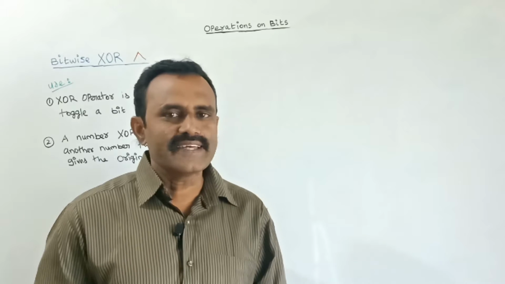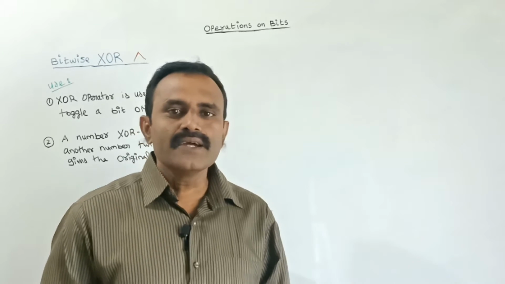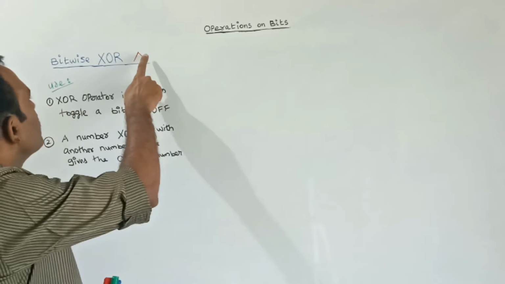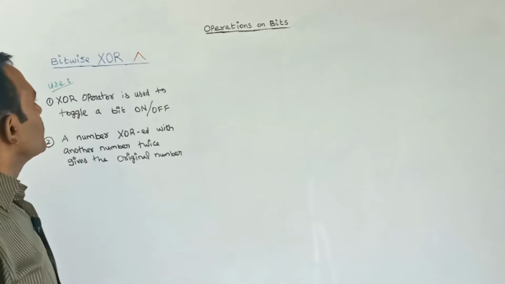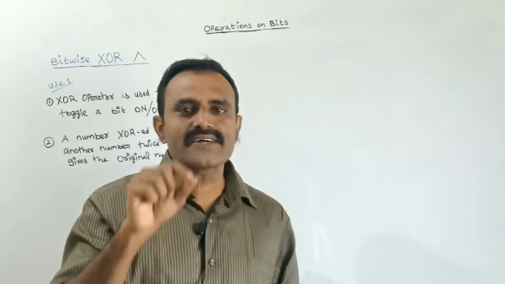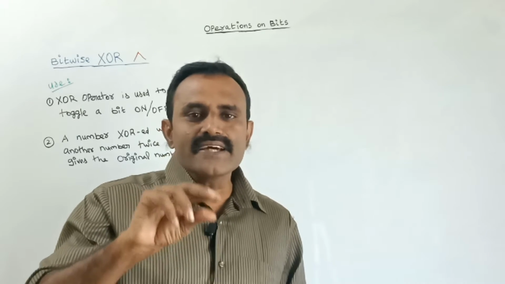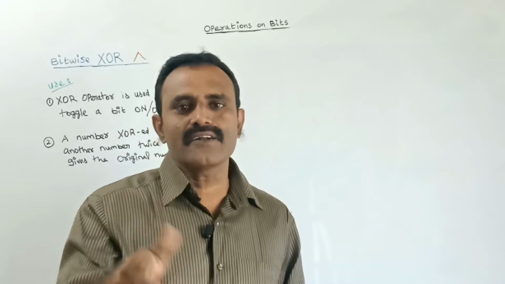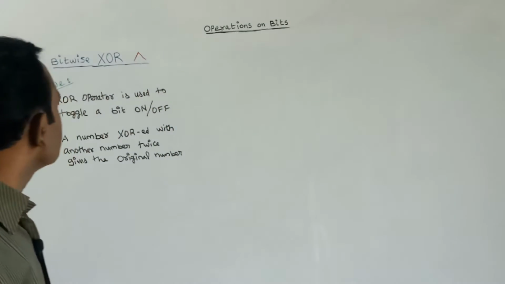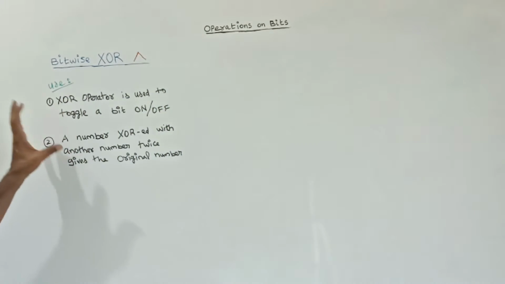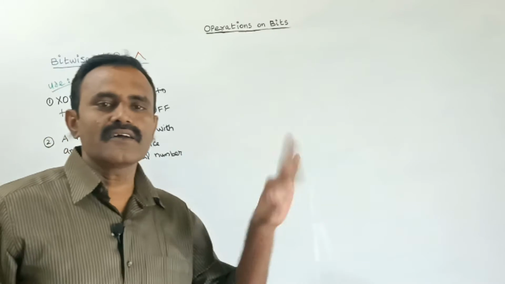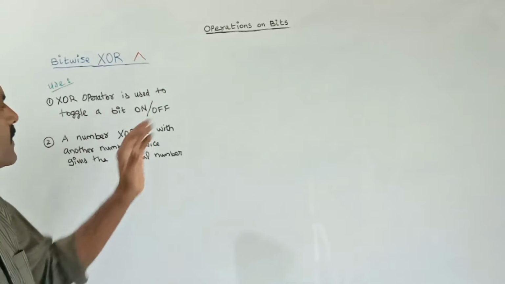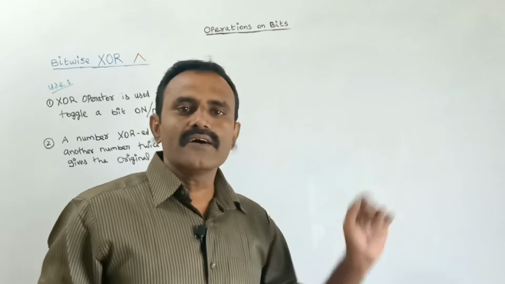Hi guys, now we are going to see the topic about the bitwise XOR operator. This cap symbol represents the bitwise XOR operator. By help of this bitwise XOR operator, we can change a bit of an operand either on or off. See here, we first use the XOR operator. It is used to toggle a bit on or off. Toggle is nothing but change. Change a bit of an operand on or off.